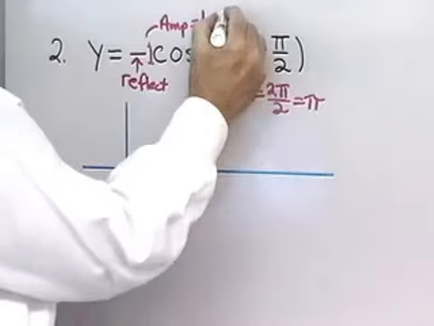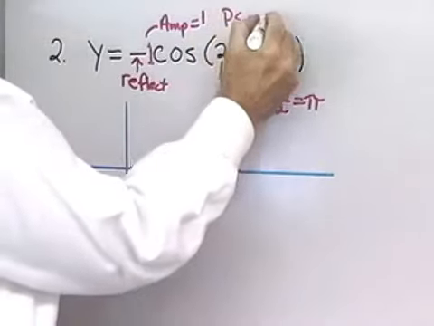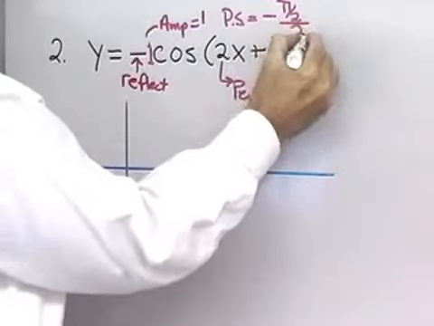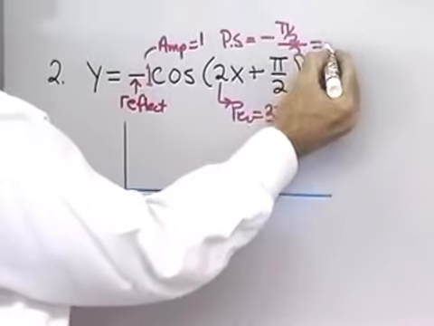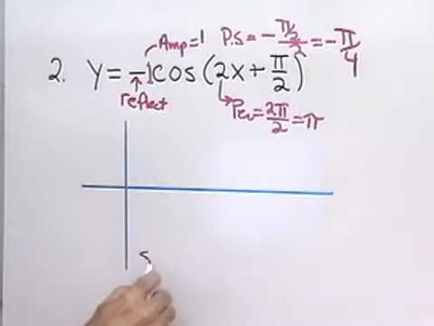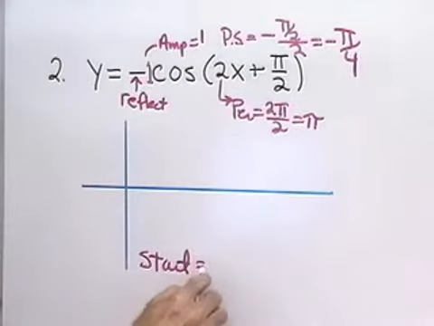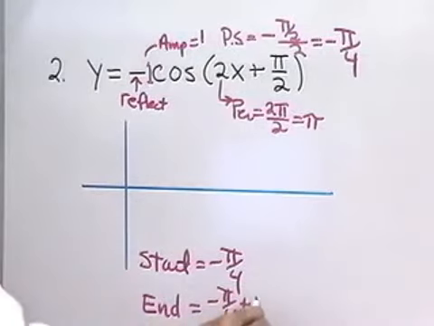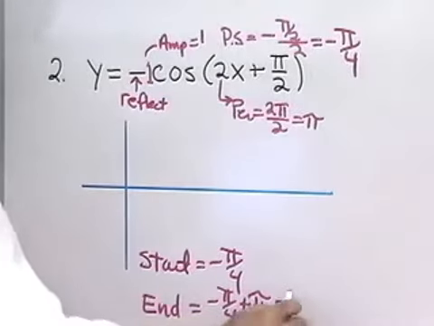So my phase shift is going to be the opposite of this number, pi over 2, divided by this number, 2. So pi over 2 divided by 2, that's going to be negative pi over 4. So my graph is going to start at the phase shift, which is negative pi over 4. It will end pi units later, at negative pi over 4 plus pi. So negative 1 pi over 4 plus 4 pi over 4 is going to be 3 pi over 4.